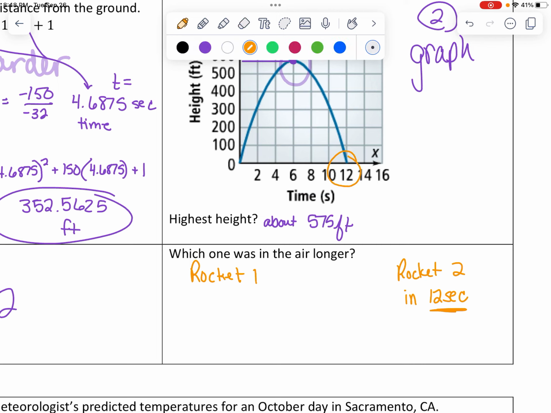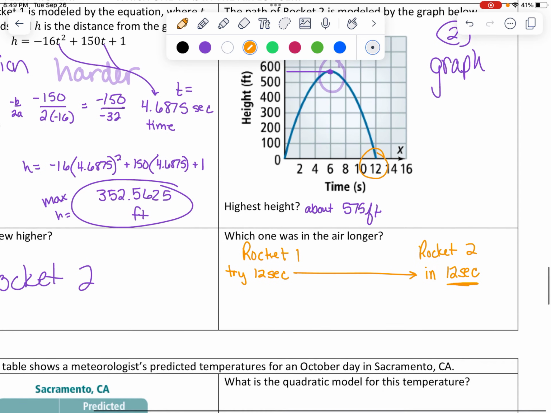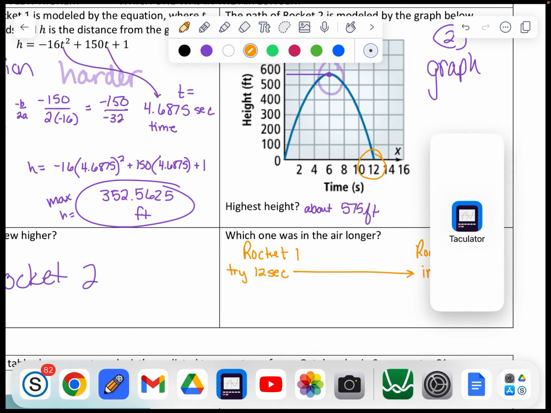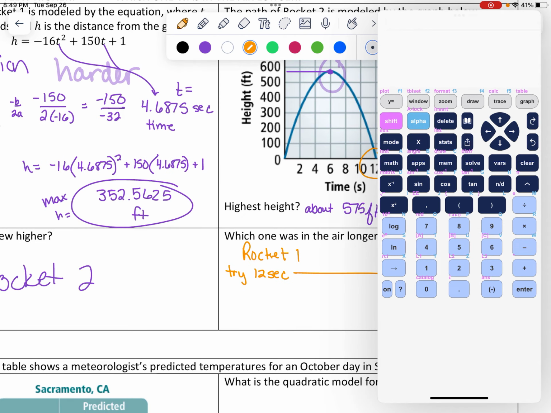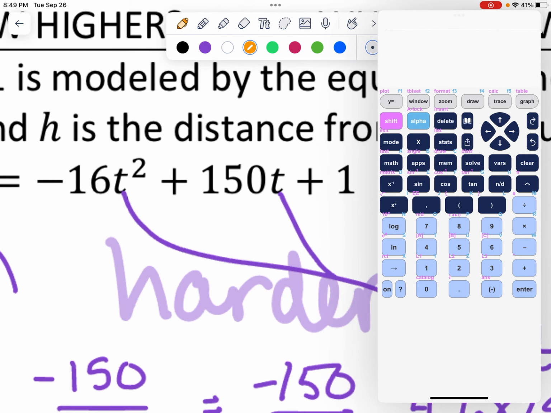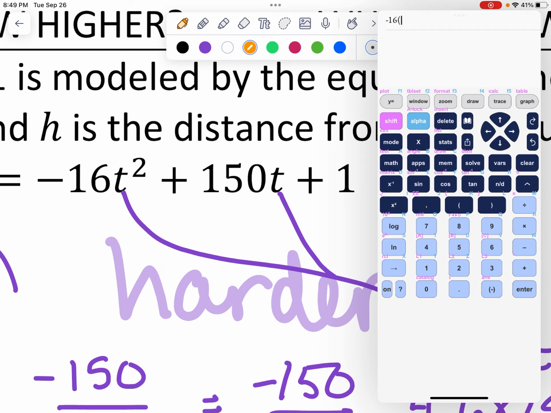Now, rocket 1, what I'm going to do is I'm going to plug in 12 seconds. I'm going to compare it to 12 seconds. I will try 12 seconds and see what happens just to compare it to rocket 2. So grab my calculator, type it in my equation. I got to see my equation nice and close up. Negative 16, and remember I'm plugging in 12 so I can compare it to the other one just to see conceptually what's going on.